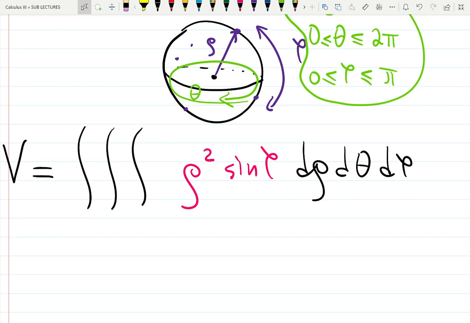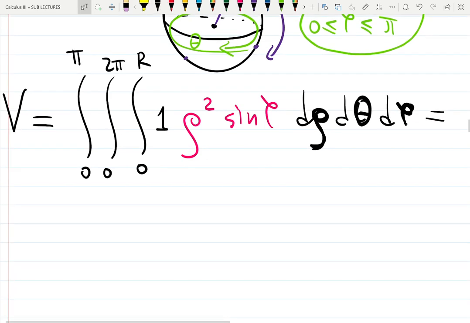So, radius, rho is inside. Radius goes first. Radius is from 0 to r. Theta goes next one in this case. Theta is from 0 to 2 pi. Phi is the last one in this case from 0 to pi. That is an integral which will represent, and then there is 1 inside. 1 is here. This is the integral that represents the volume of the sphere described in the spherical coordinates.